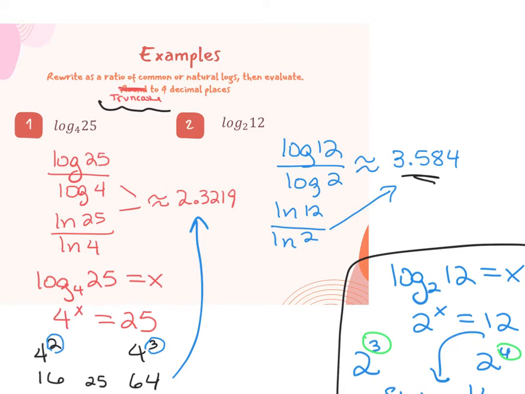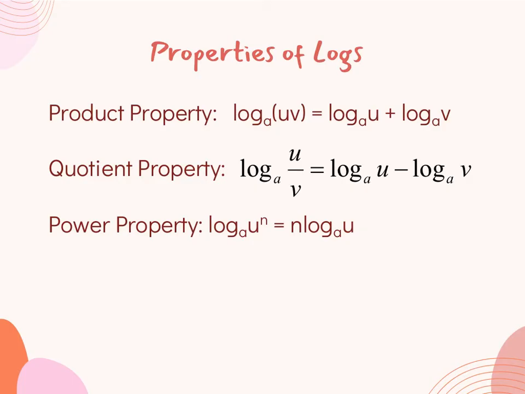Okay? All right, so let's learn 3 more properties. We've already learned some. We're going to add to our list. So the first property is called the product property.